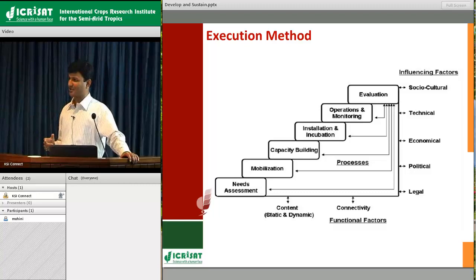the installation and incubation. When we install a service, it takes certain time, because some of you know the diffusion of innovation principles, how these interventions go in a specific setting. We must closely monitor and observe how these things are working out. Every learning experience should be fed back into the system to evolve a more robust system.